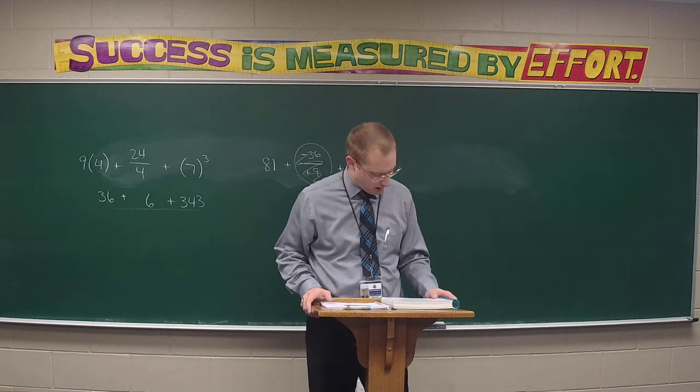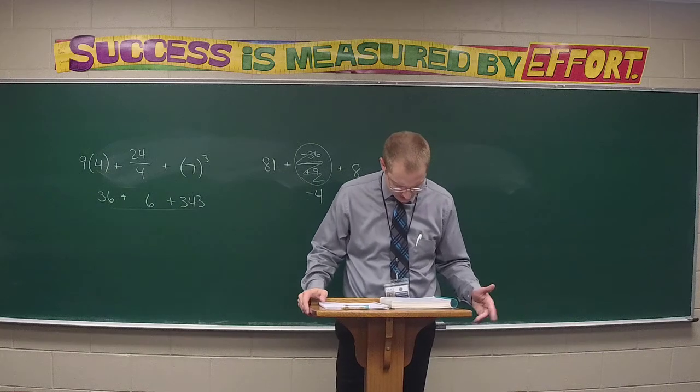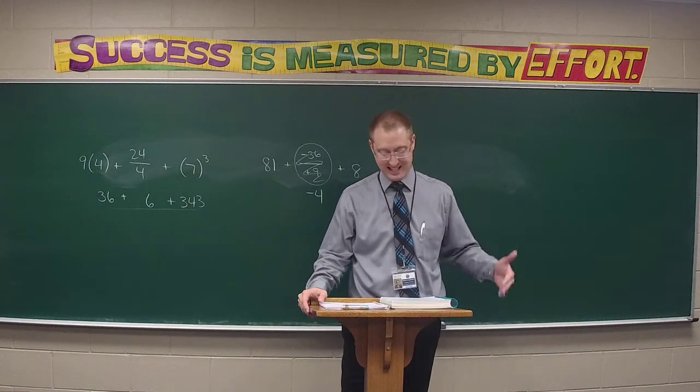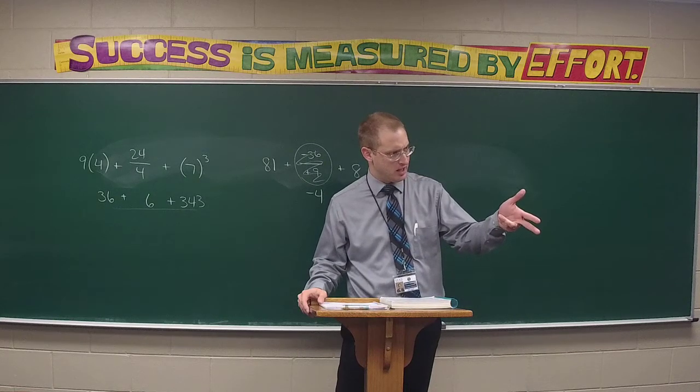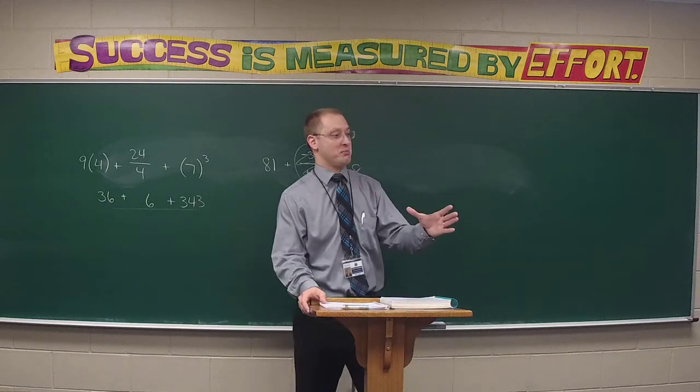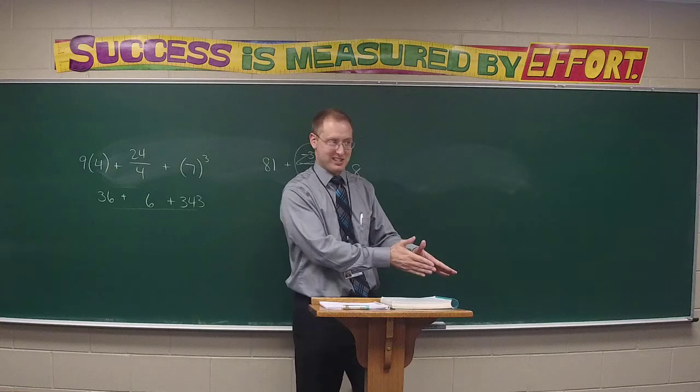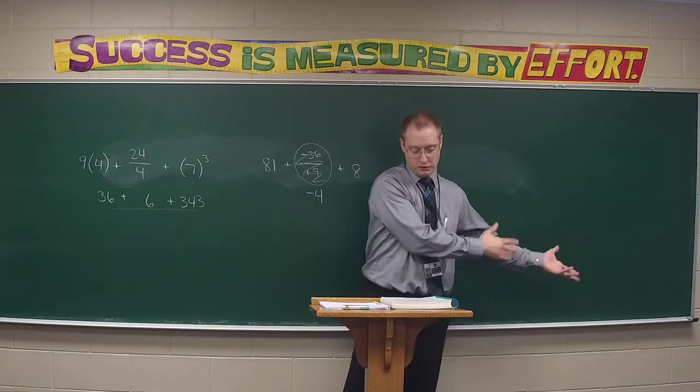Negative 78. Should have had a negative 6 and a negative 72. Remember, add and keep the sign to get the negative 78. Did you have the negative 6 and negative 72? Yes, I did. And your brain slipped into multiplication mode, where negative times negative is positive. In addition, negative plus another negative gives more negative.